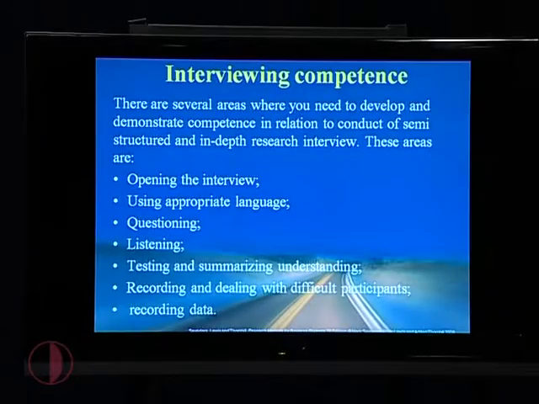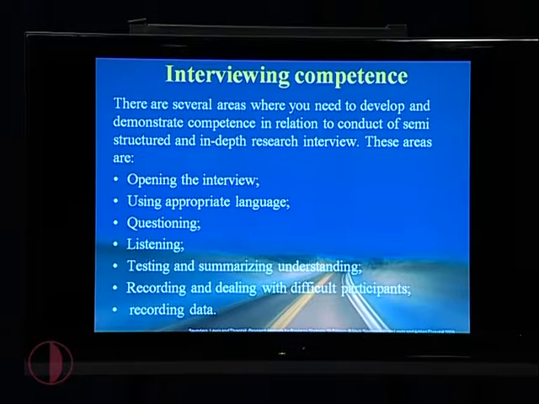Interviewing competencies, several areas where you need to develop and demonstrate your ability and qualification to conduct semi-structured and in-depth interviews, to focus on the opening of the interview, to encourage people to participate in the interview with appropriate, clear language, and the way you ask your questions, and how to listen to make the dialogue with your participants, and to summarize your understanding and recording and dealing with difficult participants.